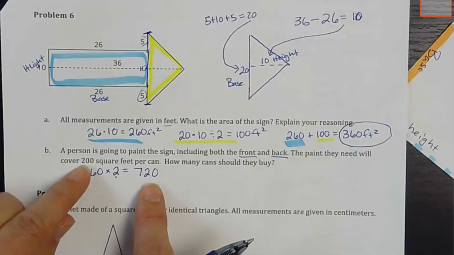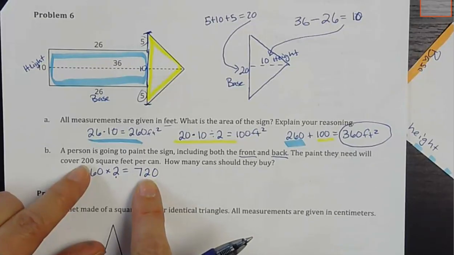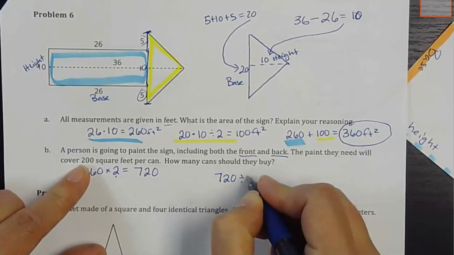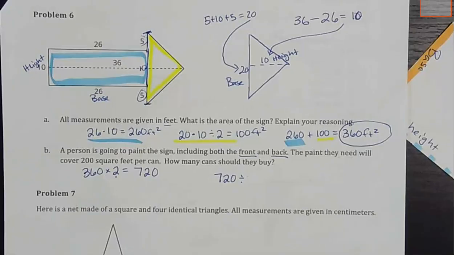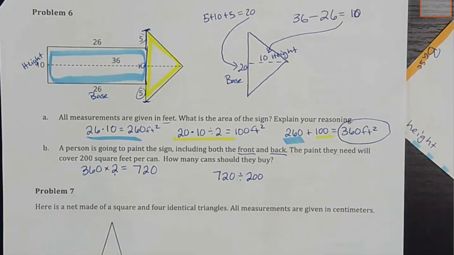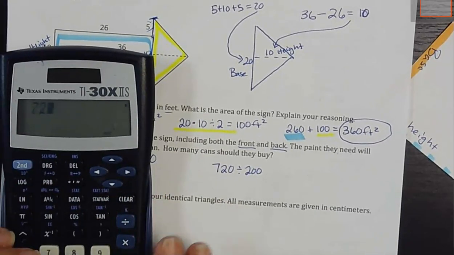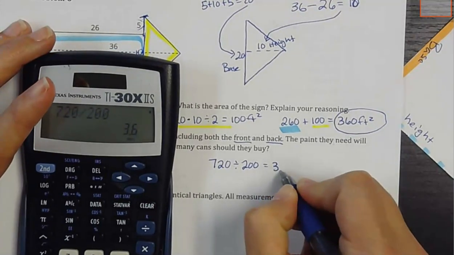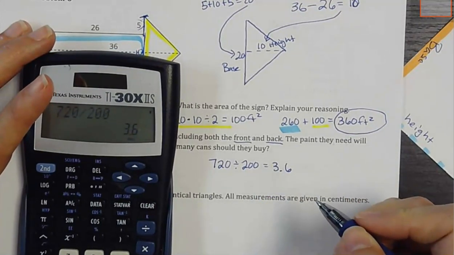One can does 200. So how do I figure out how many are in here? That's when we want to divide. So if I take 720 and I want to divide it into pieces of 200, each can is going to do 200. I want to know how many of those I'll have total. So I grab my calculator and I do 720 divided by 200 is equal to 3.6.